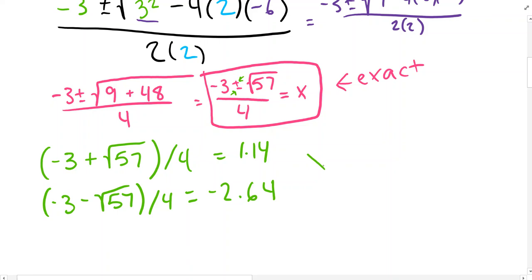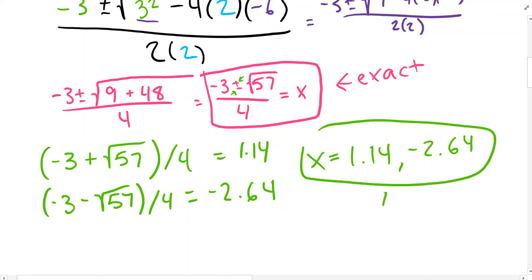So my second option is going to be x equals 1.14, comma, -2.64. So again, this is my rounded decimal answer, this is my exact answer. And for the rest of the problems, again, since this is just calculator work, I'm only going to find my exact answers.